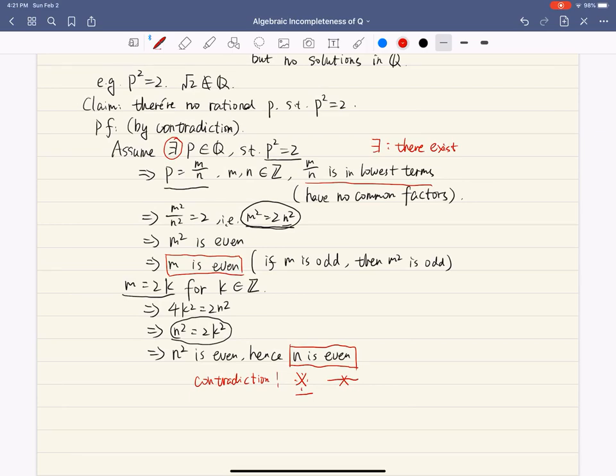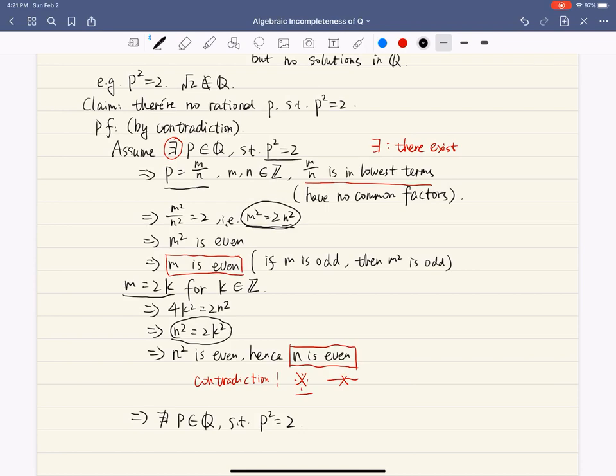So let's see what we have done here. We assumed that there exists such a rational p, such that p squared equals 2, and then we led to a contradiction. So it means that our assumption is not true, okay? So what's the opposite of our assumption? The opposite of our assumption is that there doesn't exist a rational p such that p squared equals 2.